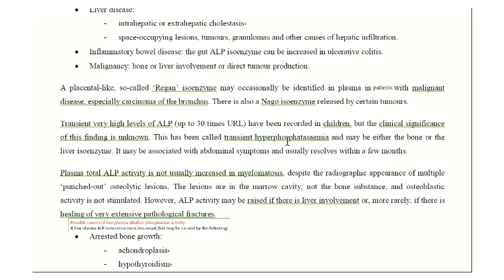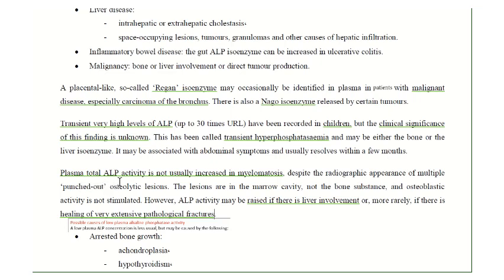It is important here to distinguish this condition from hyperphosphatemia. This one is called hyperphosphatasemia, meaning an increase in alkaline phosphatase. Transient hyperphosphatasemia may be either the bone or the liver isoenzyme. It may be associated with abdominal symptoms and usually resolves within a few months.